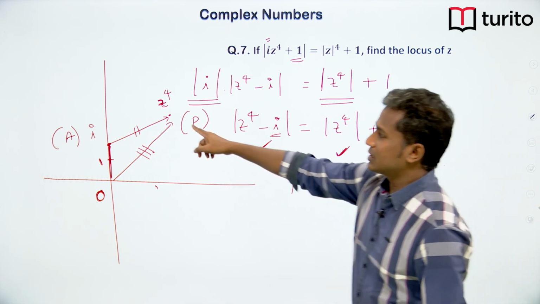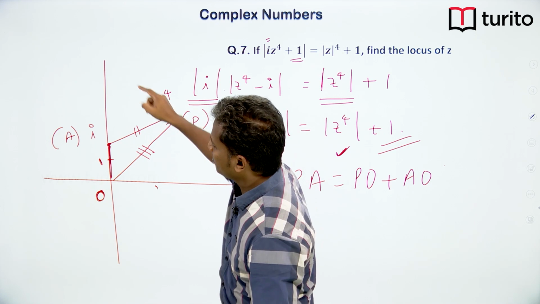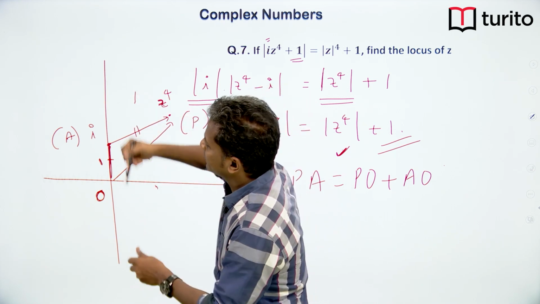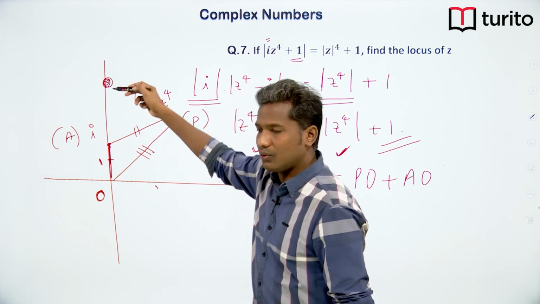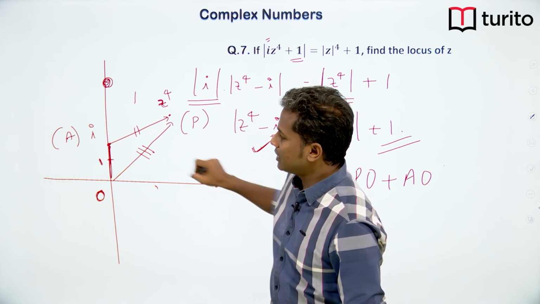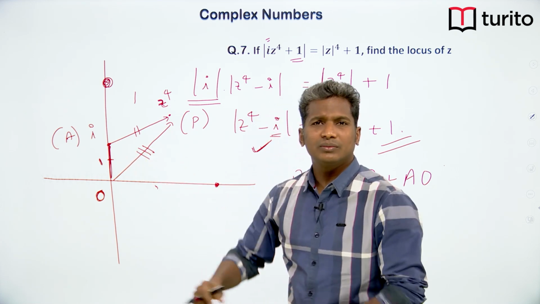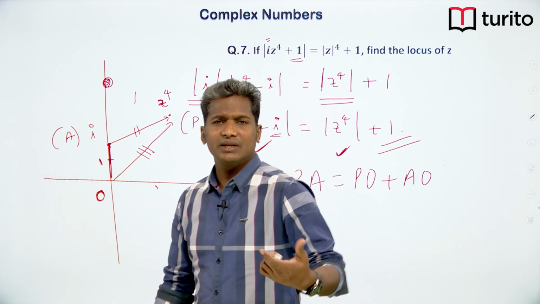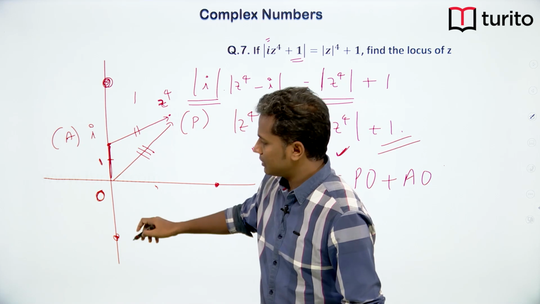So, you can understand by simply varying P. If I take P here, then PA will be smaller than PO. So, P cannot be here. If I take P here, then PA will be smaller than PO. So, it is not possible. If I take P here, then PA is definitely greater than PO, but it is not equal. So, like that hit and trial also you can apply, but generally you guys get very sharp ideas here. So, here P has to lie on this side.